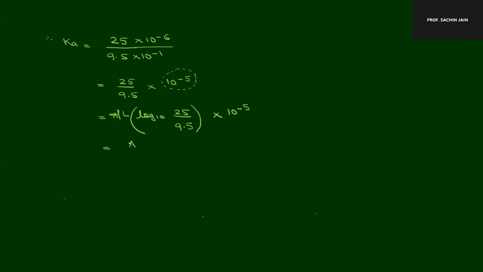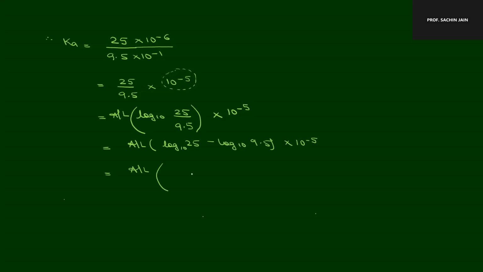Now how do we solve log A by B? Log of A minus log of B. So log of 25 minus log of 9.5. Again, don't forget the 10 power minus 5, which stays outside.